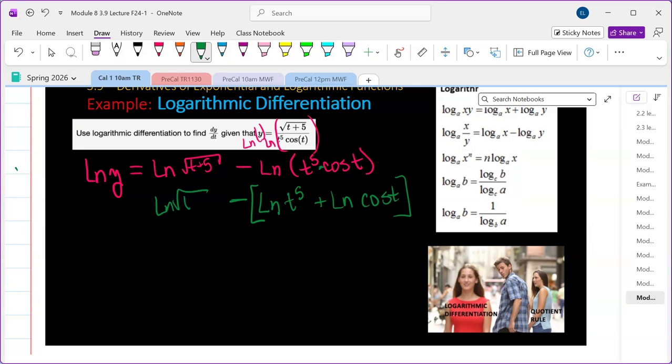And then still with our natural log of square root of t plus 5, although I'm going to rewrite this. The square root of t plus 5 is t plus 5 to the 1/2. Because our other big thing natural logs do is deal with powers, so we're going to use that to deal with powers. But this minus sign here needs to get distributed through.